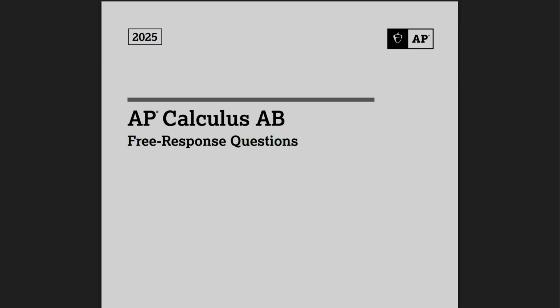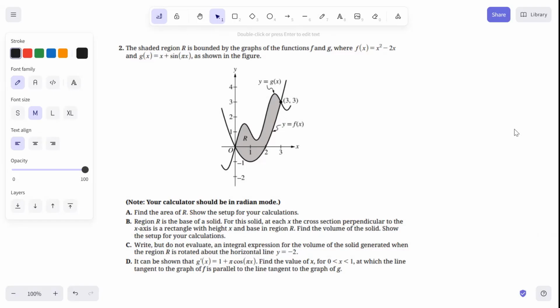In this video, I'm going to do a deep dive into free response question number 2 from the AP Calculus AB exam from 2025. Question 2, another free response question in which you can use the calculator or Desmos. I'm going to model it with Desmos. We have the shaded region here. We want to find the area of R and show the setup for our calculations.